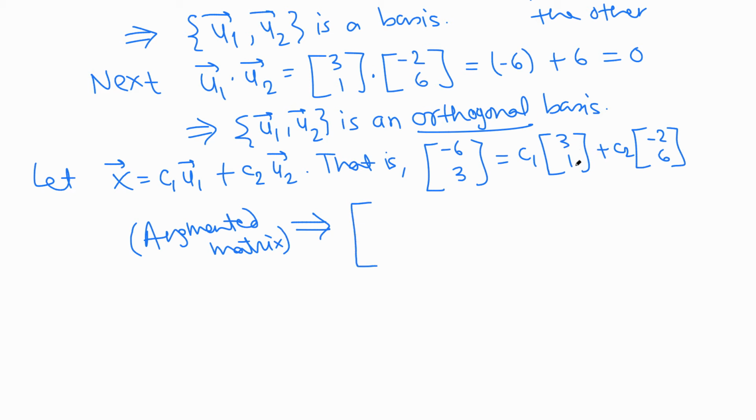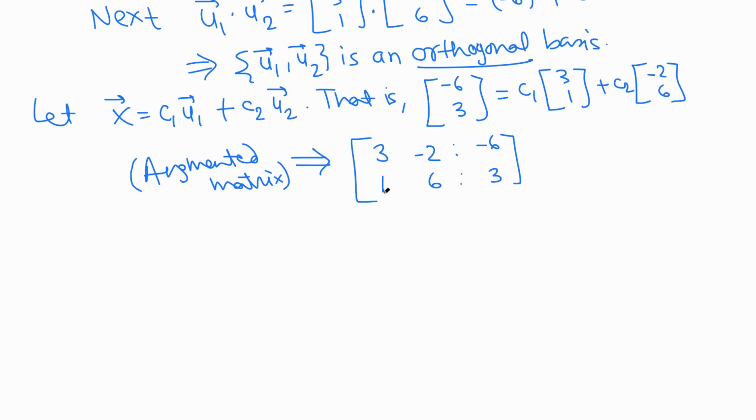We just write these first, because this one is the right-hand side: 3, 1, negative 2, 6, negative 6, 3. Let's make this 0 with row reduction. We can swap R1 and R2. This is the same as row 1. Let me write 1, 6, 3, 3, negative 2, negative 6.